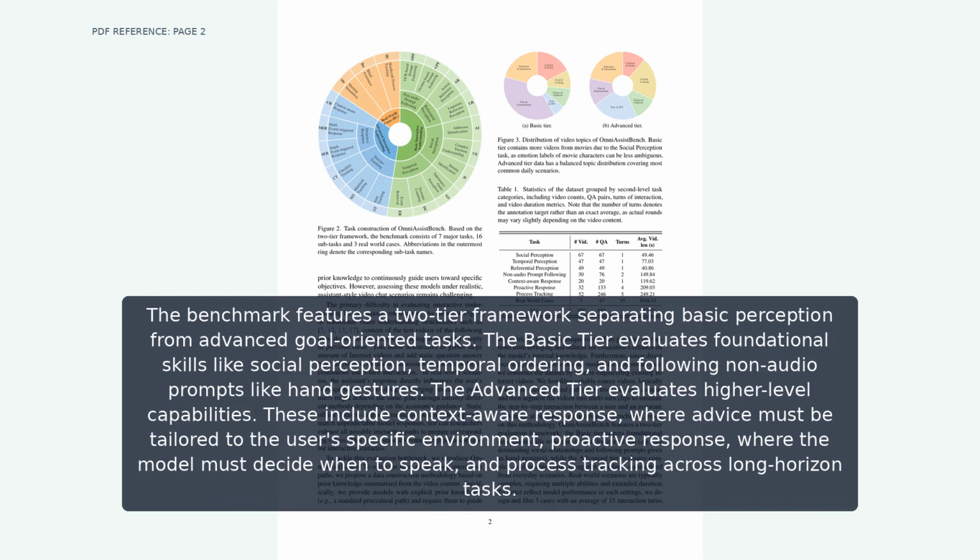The benchmark features a two-tier framework separating basic perception from advanced goal-oriented tasks. The basic tier evaluates foundational skills like social perception, temporal ordering, and following non-audio prompts like hand gestures. The advanced tier evaluates higher-level capabilities.